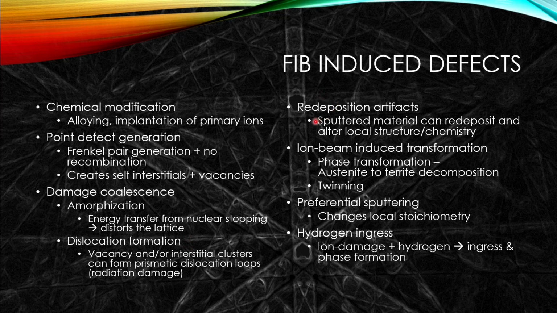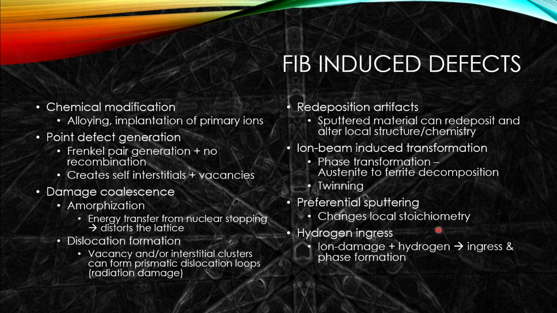We can get redeposition artifacts, so we can get sputtered material. We can then re-implant that sputtered material elsewhere, which can cause issues by altering the local structure and chemistry of our system. We can get ion beam induced transformations, so phase transformations, where austenite can decompose to ferrite, for instance. We can also get twinning in some systems. We can get preferential sputtering, which will change the local stoichiometry of our problem. And we can also get hydrogen ingress that can impact what's going on.